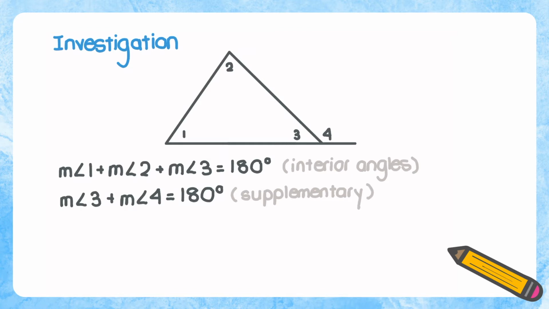And I'm going to add some color so that we can easily distinguish between the angles. We have the measure of angle 3, so we're talking about this angle right here. Angle 1 is a remote interior angle, as well as angle 2. And angle 4 is the exterior angle. And do you notice anything right here? Do you see a relationship between the remote interior angles and the exterior angle?